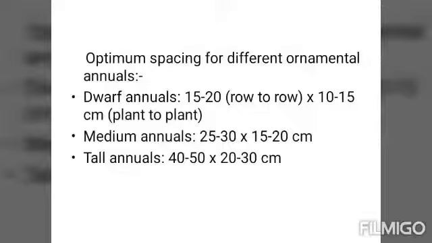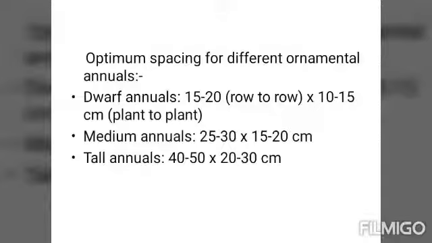So now we'll discuss the optimum spacing while you do the plantation, spacing for different ornamental annuals. The first is the dwarf annual. So what is the spacing? It should be 15 to 20 centimeter row to row, and 10 to 15 centimeter plant to plant.